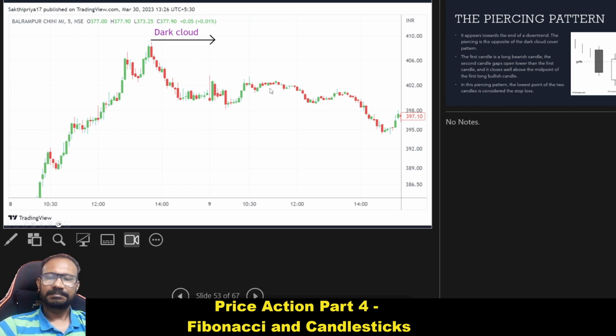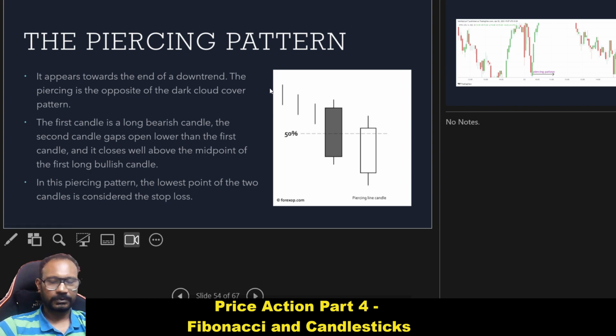And then there is a piercing pattern that we are going to discuss. This is exactly opposite of dark cloud. The first candle is bearish, and then the second one opens lower than the 50%, and it closes above the 50% mark, and it makes a strong pierce and then traces back. It happens on the downtrend. The piercing pattern happens on the downtrend.